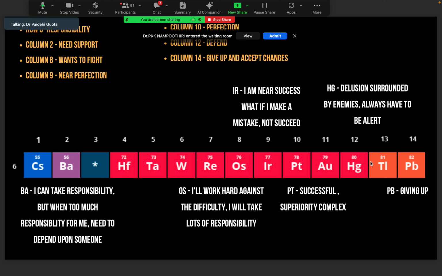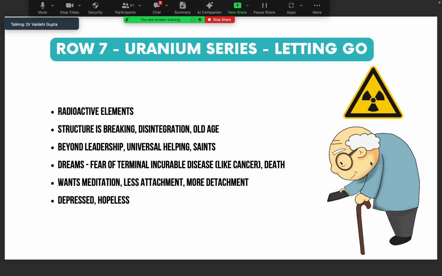Plumbum, it is a phase of giving up, because it is column 14. Giving up is prominent in column 14. Row 7, it is the uranium series, so the feeling is letting go. In row 7 they are radioactive elements. Radioactive elements have a tendency to lose their mass, just like old age, where the structure is getting weakened, breaking, disintegrating.